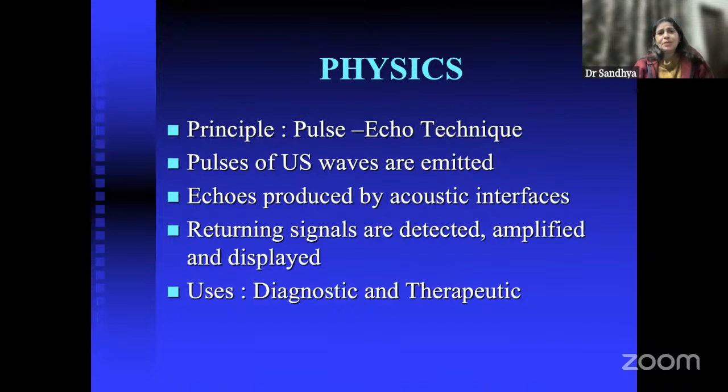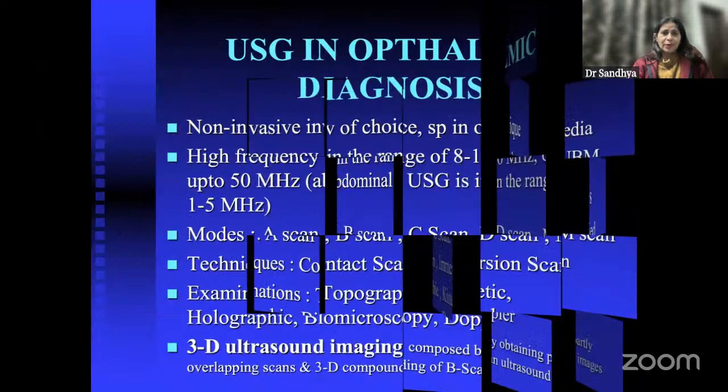What is the principle? The principle is the pulse echo technique. There are pulses of ultrasound waves which are emitted. There is a transducer, and from there the waves are emitted. Echoes are produced by the acoustic interfaces the waves go through, because the acoustic interfaces act like reflectors. The returning signals are detected, amplified, and displayed by another machine or a chip. Then it is displayed, and that is how you see the display. It has various uses, both diagnostic and therapeutic. I will be talking about it as we go ahead.